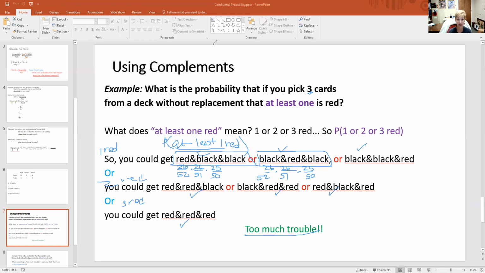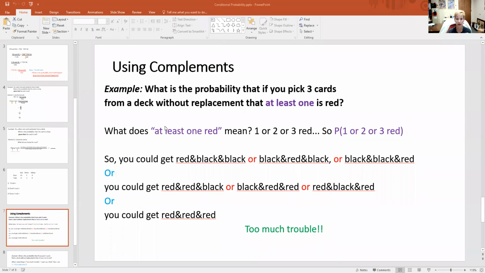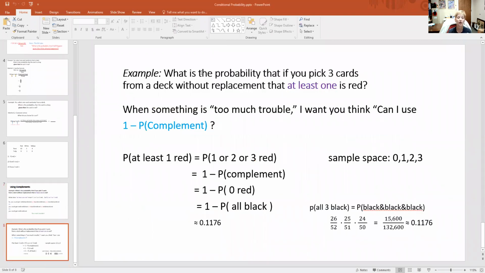Now, sometimes there's not another way of working it. Sometimes a problem's just a lot of trouble and you don't have an alternate route. But I've got an alternate route, and here's my alternate route. When I think working a problem and I think, well, that's just too much trouble, then the next thought I want to pop in your head is, could I do 1 minus the probability of the complement? Sometimes I can and sometimes I can't.